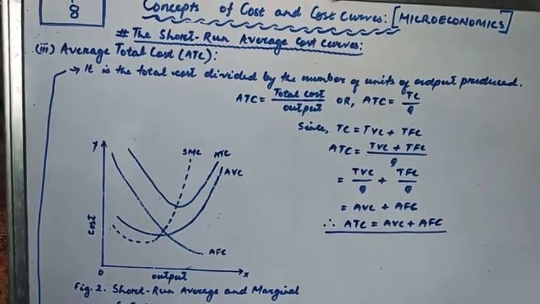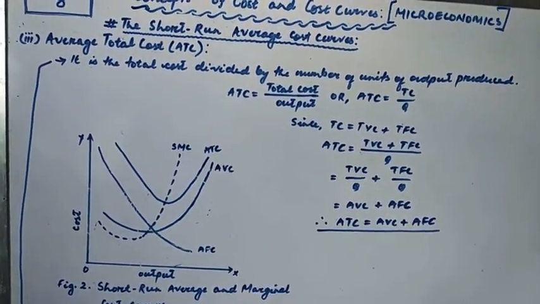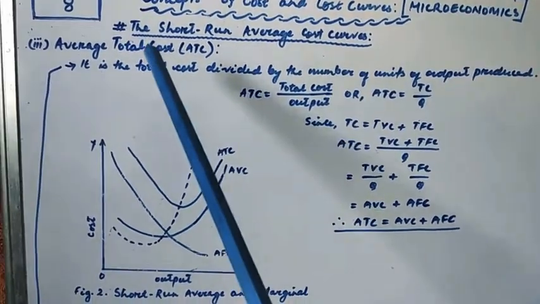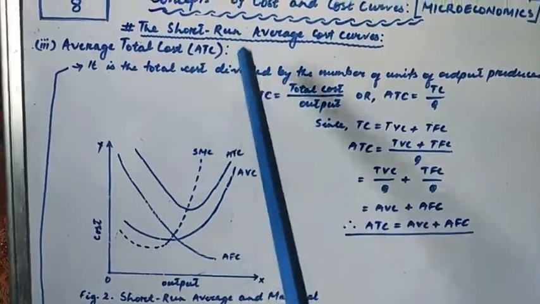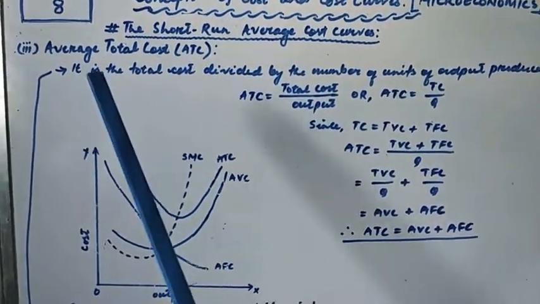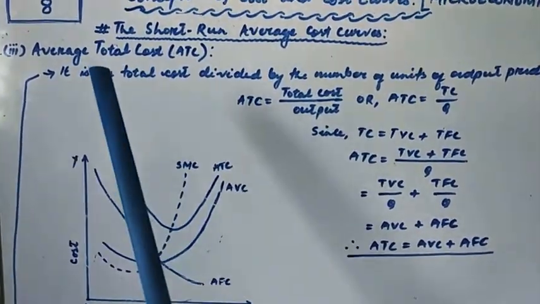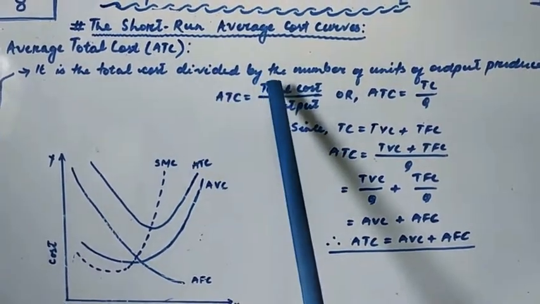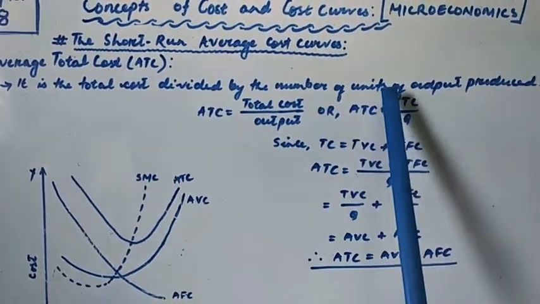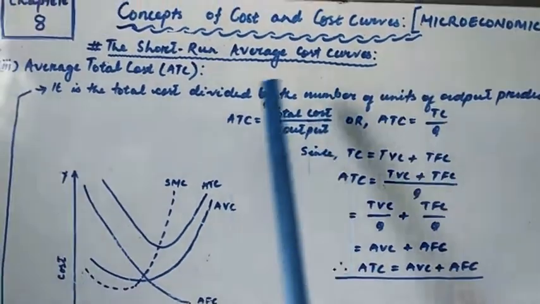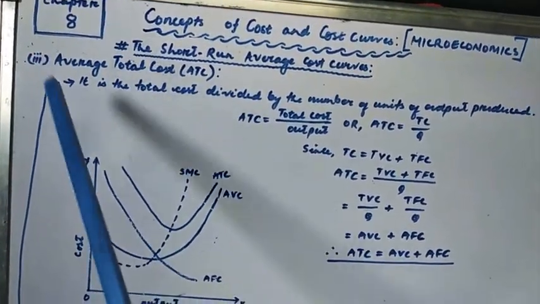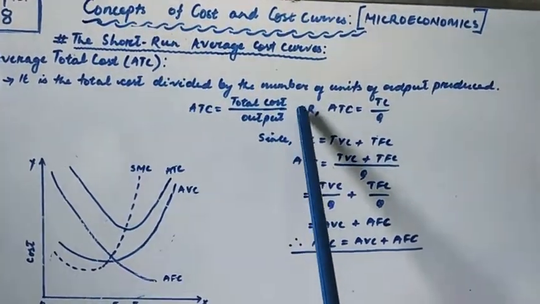And so the last short run average cost curve that we have is the average total cost, so ATC. So what is average total cost? Average total cost is the total cost divided by the number of units of output that is produced. So this cost we are talking about is average. So average means it will be divided by something.